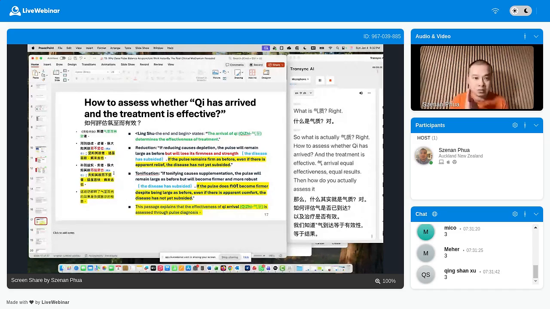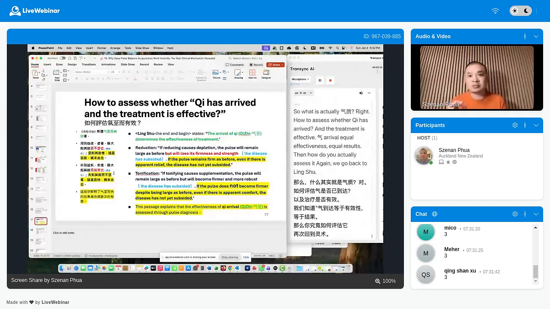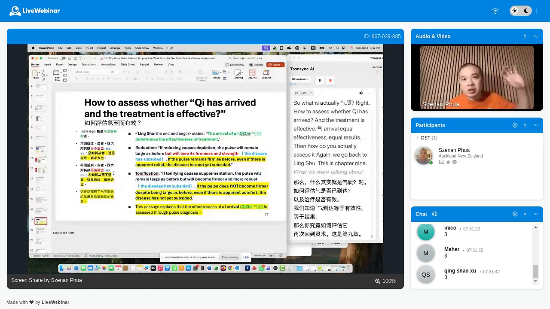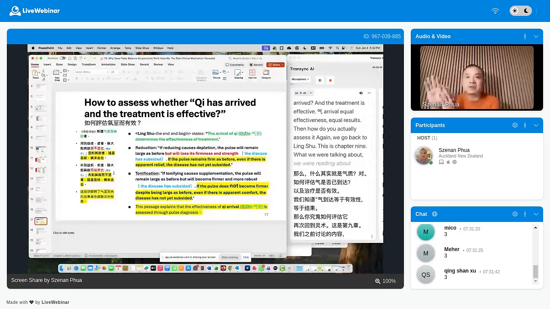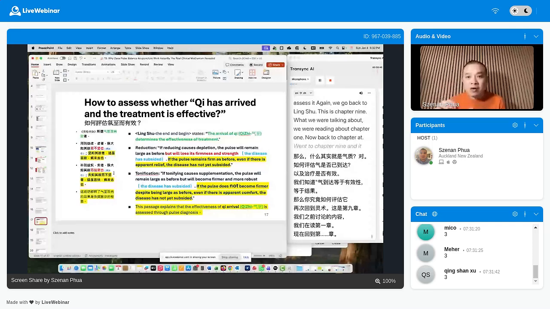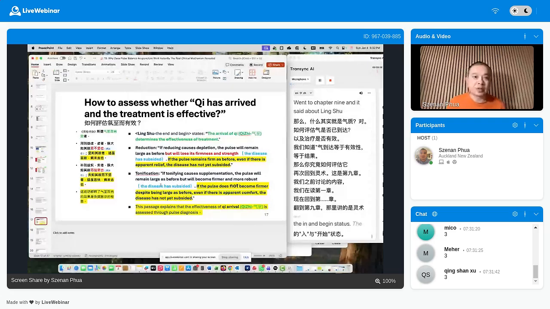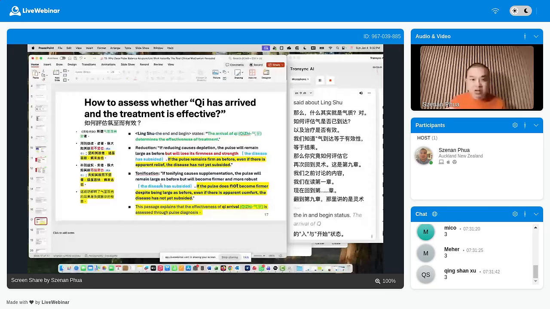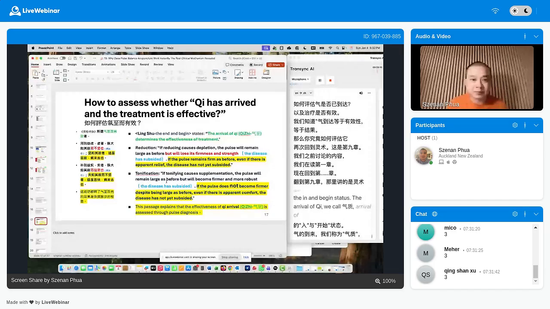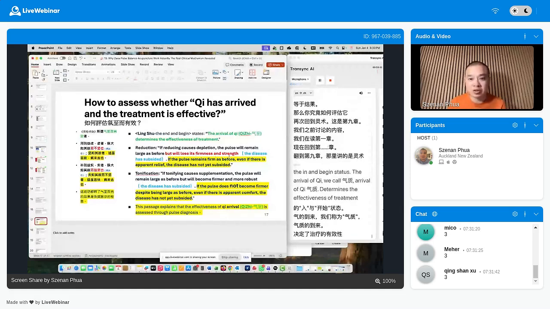Again, we go back to 灵枢. This is chapter 9, after we read chapter 1. It talks about the arrival of qi, qi zhi, which determines the effectiveness of treatment. Let's discuss reduction first, and then we talk about tonification later on. I'll explain in Chinese later. If reducing causes depletion, the pulse will remain large as before, but will lose its firmness and strength. The disease has subsided.